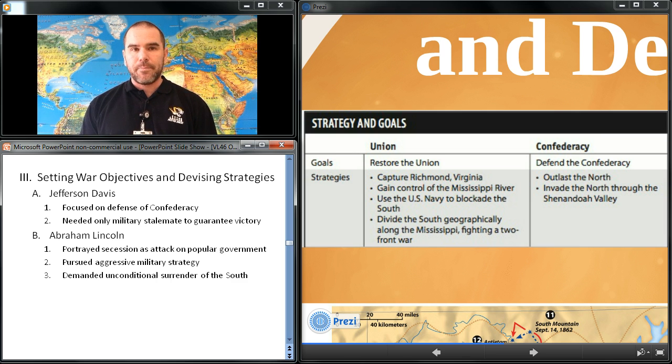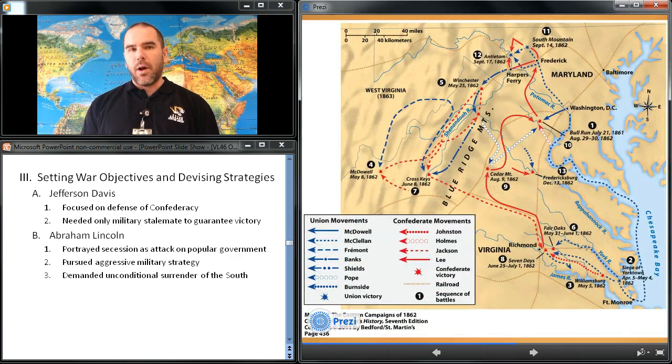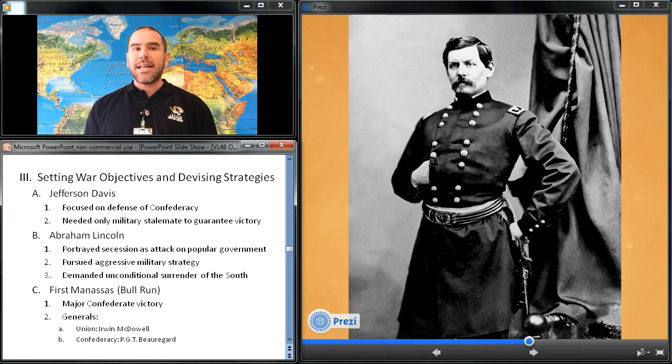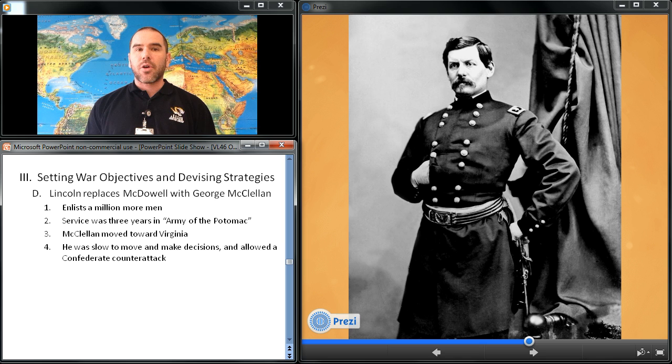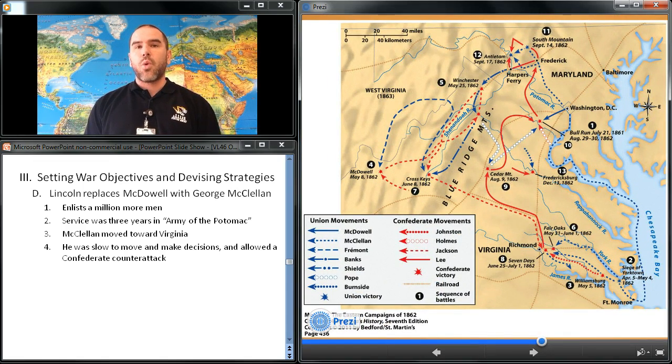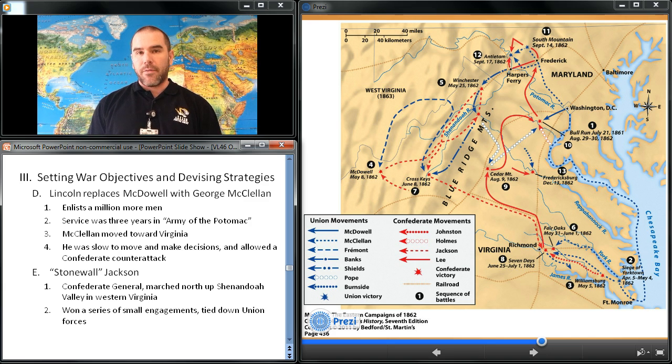In July of 1861, General Irwin McDowell's troops were routed by P.G.T. Beauregard's Confederate troops near Manassas Creek, a battle also called Bull Run. Lincoln replaced McDowell with George B. McClellan and enlisted an additional 1,000,000 men who would serve for 3 years in the newly created Army of the Potomac. In 1862, McClellan launched a thrust toward Richmond, Virginia, which was the capital of the Confederacy. But he moved too slowly and allowed the Confederates to mount a counterattack.